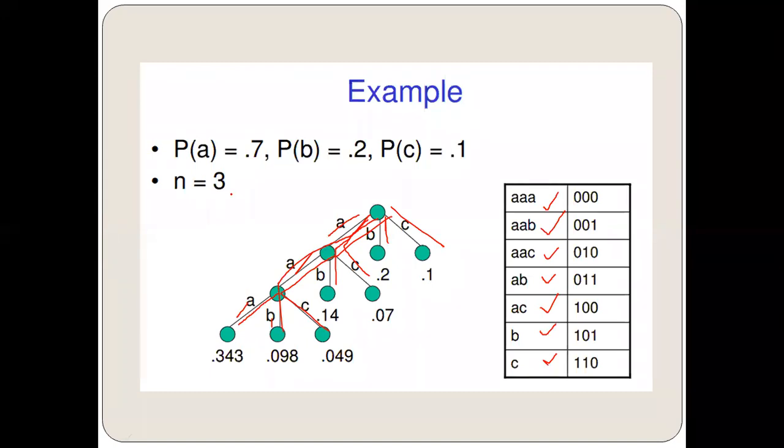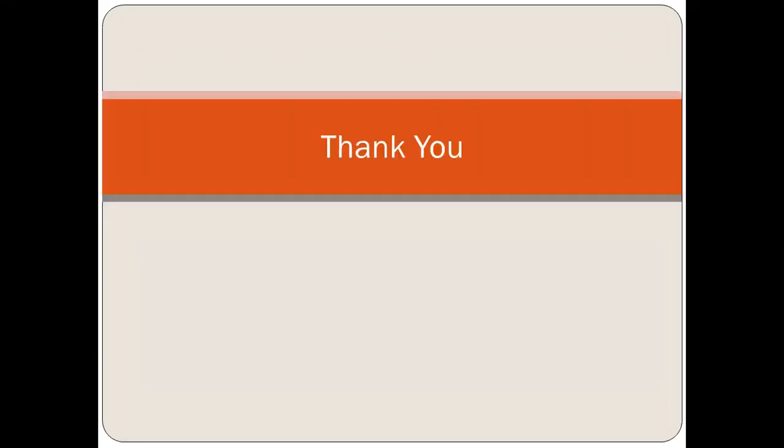As this is 3 bits, 2 raised to the power n will be taken. This is the number of codes. I hope you have understood the Tunstall code. Thank you very much.